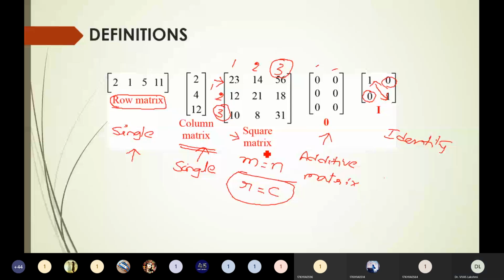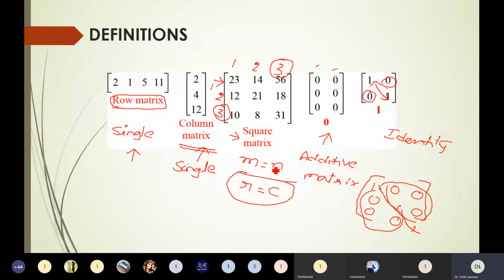Identity matrix. If you take a 3 by 3 matrix, then 1 0 0, 0 1 0, 0 0 1. This is the identity matrix. All the main diagonal values are 1, and the values above the diagonal should be 0 and the values below should be 0. A matrix which contains only zeros and ones, where all the ones are on the main diagonal and all upper and lower values are 0, is said to be an identity matrix.